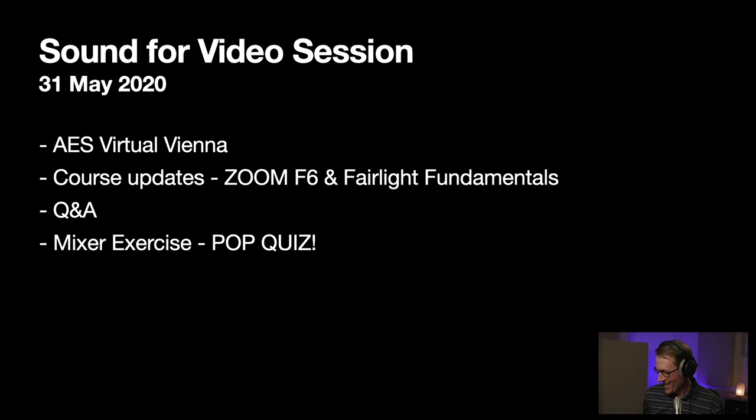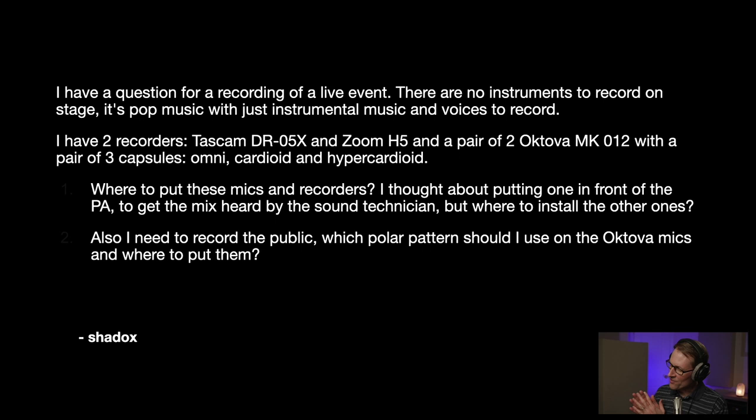First up, a question from Shadox. I have a question for a recording of a live event. There are no instruments to record on stage. It's pop music with just instrumental music and voices to record. So I assume that means electronic instruments or pre-recorded music. I have two recorders, the Tascam DR05X and the Zoom H5, and a pair of two Octava MK012s with a pair of three capsules, omnidirectional, cardioid, and hypercardioid. And the question that Shadox has is, where should we put the mics and recorders?